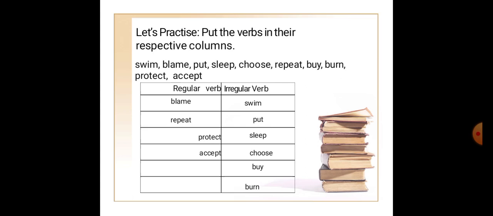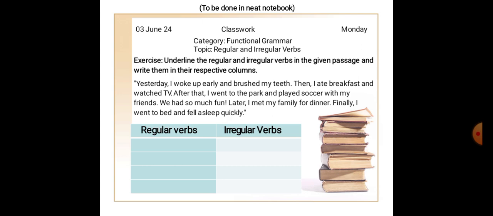Burn: I say burnt. T, okay? Not -ed. So it's an irregular verb. Then protect: I can say protected, so that means a regular verb. Then accept: I can say accepted. So it's a regular verb.